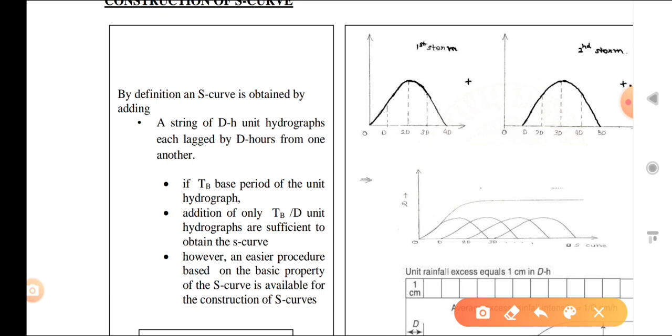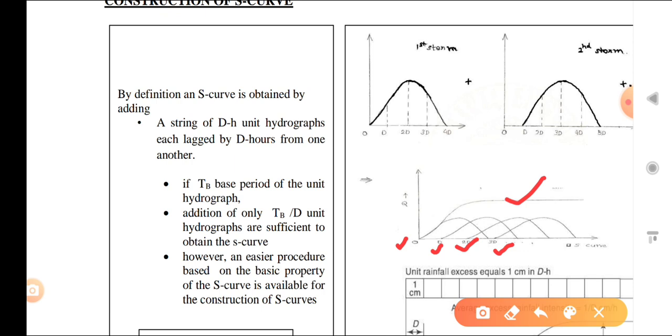So that's the S curve. The first hydrograph started from 0, the second started from D, the third started from 2D, and the next started from 3D, and after summing all of these you get the S curve.